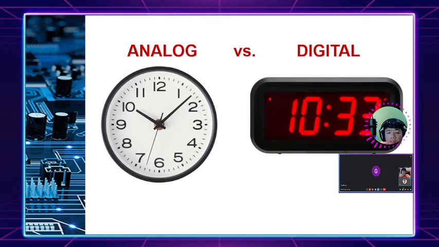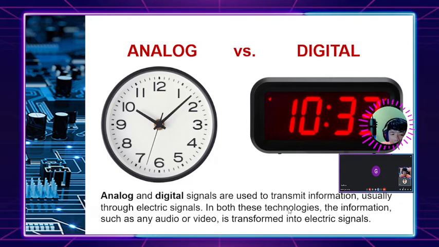When you say analog and digital, these are signals, both of them. These are used to transmit information. Since we're talking about signals, we're simply referring to electric signals. In this technology, information such as audio or video is transformed into electric signals. If you can recall the transducers, I gave an example of the difference between a speaker and a microphone.